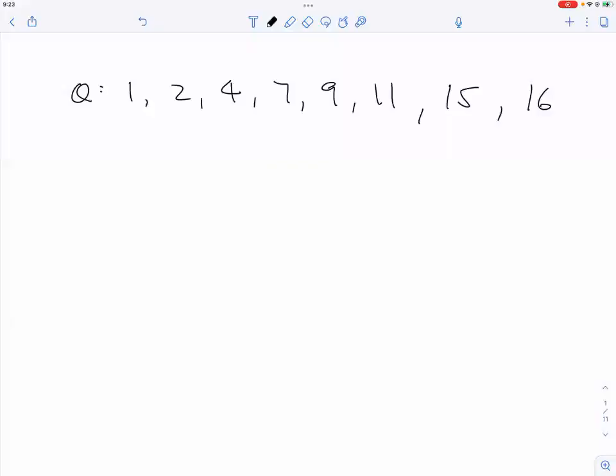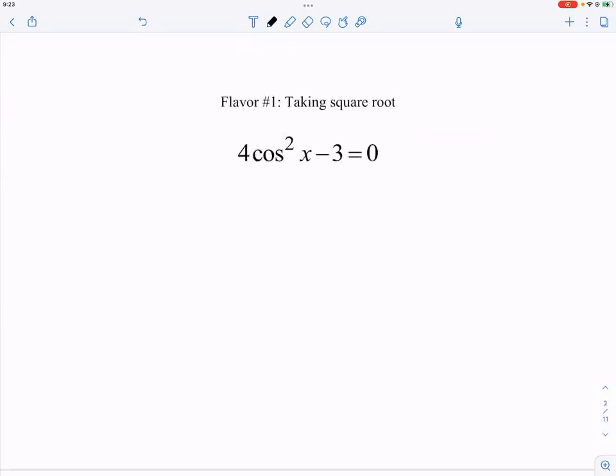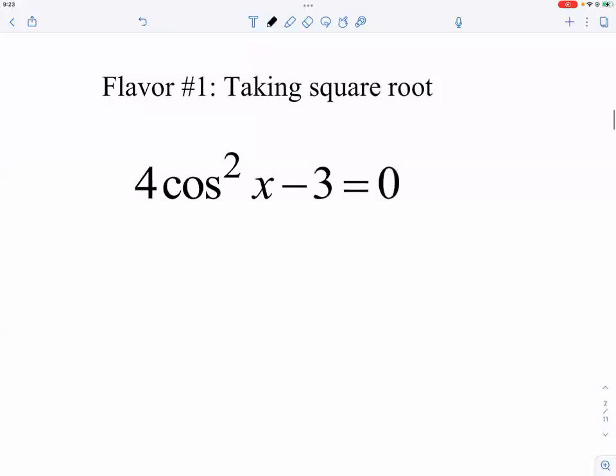All right, so we'll go over these questions together, and I would say these are some questions that will be quite similar to what you will see tomorrow. Now the way I break it down would be to label these questions by flavors. So you are getting different tastes basically on these trig equations. So I would say flavor number one is taking square root. And what do we need to know when we do square roots?